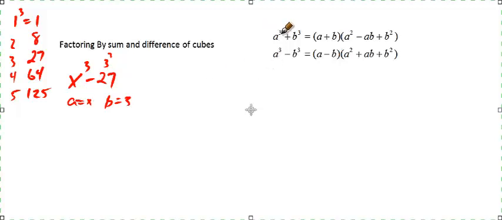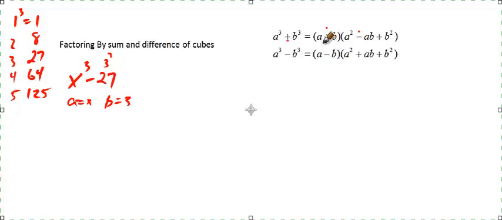Now, notice there's a sum of cubes and there's a difference of cubes. There is not a sum of squares, there's only a difference of squares. Now these two equations, at first glance, look a lot different, but they're not really any different. This is a plus, then this is a plus. This is a minus, and this is a minus. These next two signs switch. This is a plus, this is a minus. This is a minus, this is a plus. So if you get the first one, the second one is just a flip. And AB plus B squared, AB plus B squared. It's exactly the same thing.